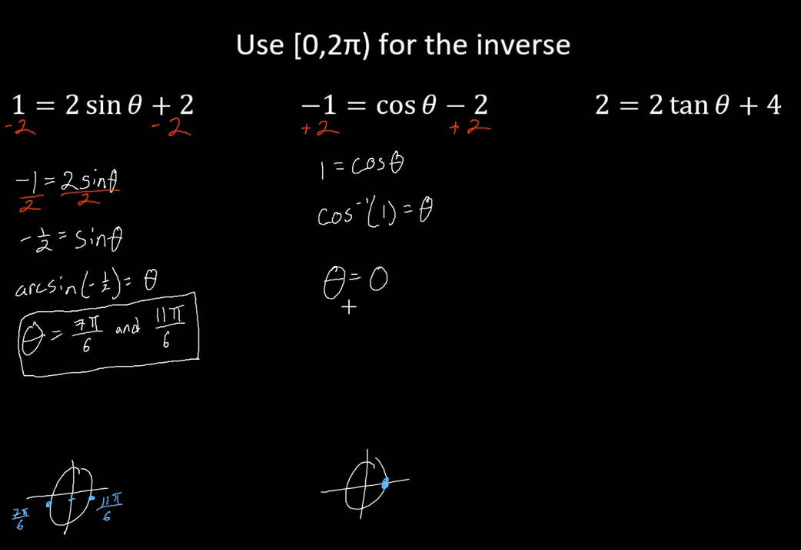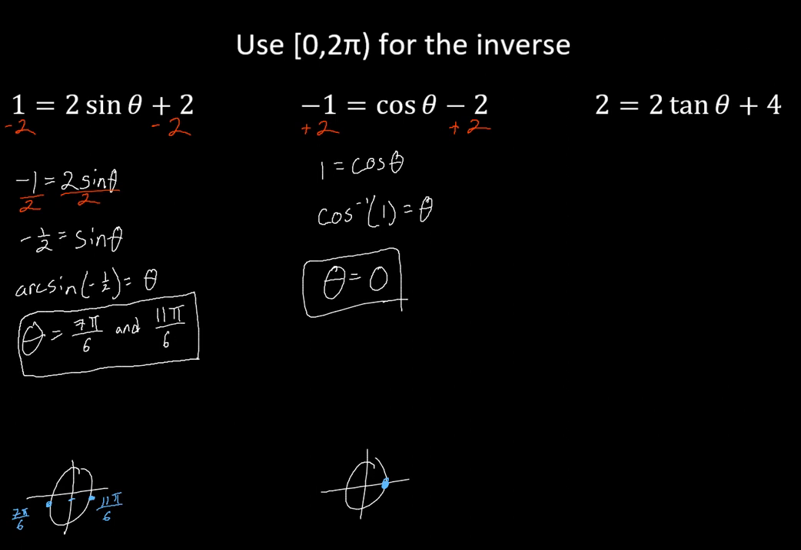There might be some people right now that are arguing, but you also have 2 pi. Why not 2 pi? And that's because of these directions. 2 pi is not included. Parentheses means not included, bracket means included. So in this case, only 0 is my answer.